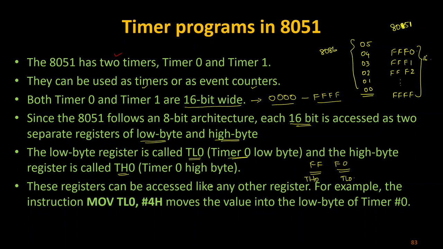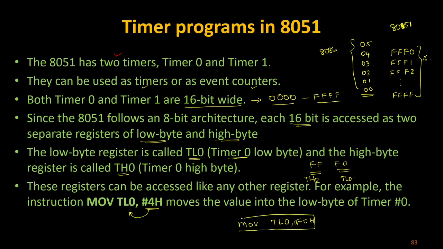These registers can be accessed like any other register. For example, if you want to move the value 4 to its count, I can move it directly like this with the MOV instruction, moving the value 4 into my TL0 as an example. In this example, if I want to move F0 into TL0, I can use the instruction MOV TL0, #0F0H. If the value starts with an alphabet, we have to add one more 0 to it, so it is going to be 0F0H.